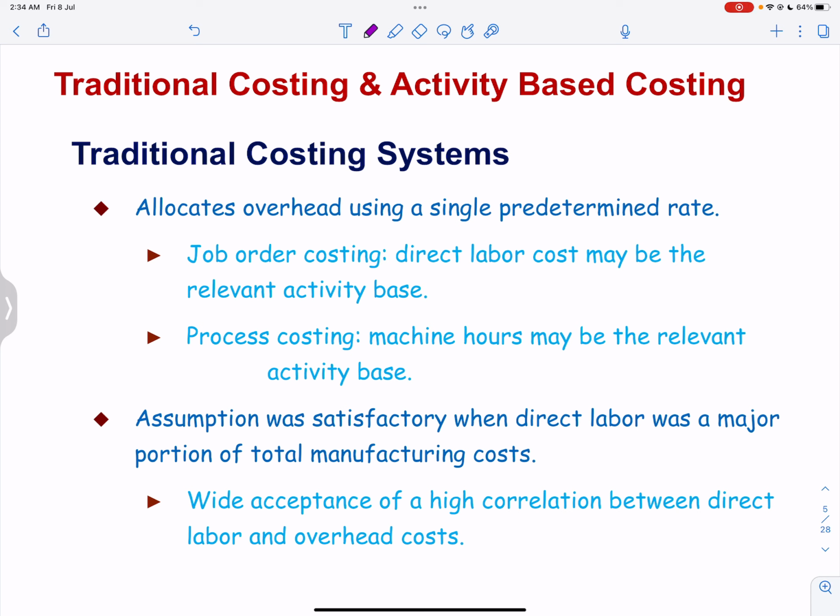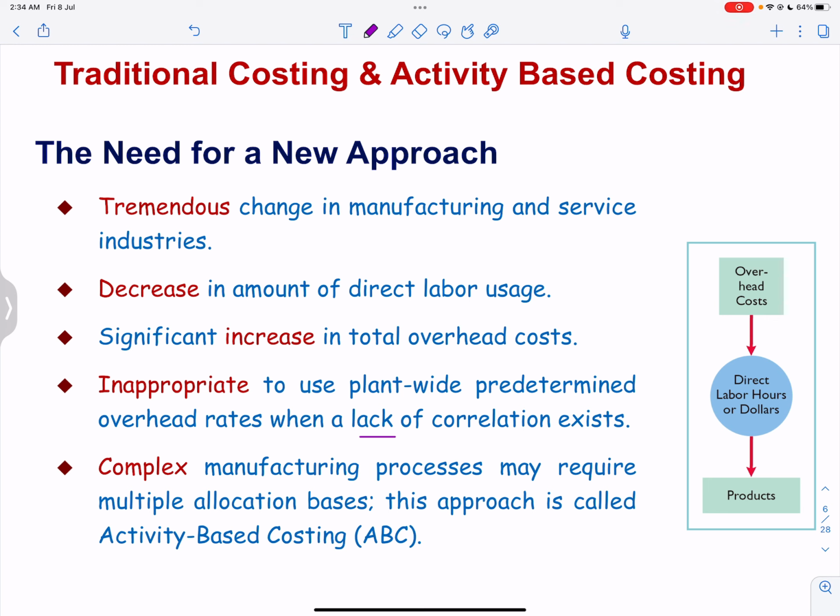Let us look into the need for activity-based costing. The need for the new approach is because there is tremendous change in manufacturing and service industries. There is a decrease in the amount of direct labor usage. There is a significant increase in total overhead cost, and the traditional costing system will be inappropriate to use, with plant-wide predetermined overhead rates, when a lack of correlation exists. In case of a complex manufacturing process, we require activity-based costing.